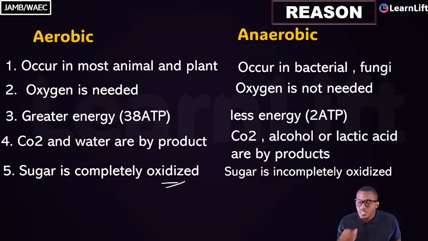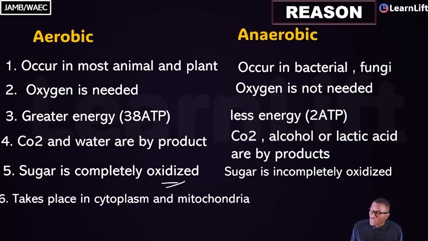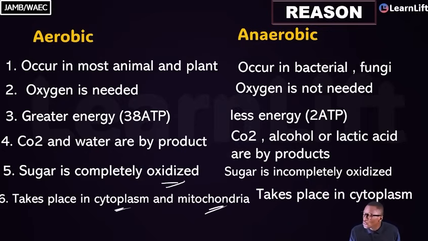And what's number 6? Take note that aerobic occurs in mitochondria as well as cytoplasm, while anaerobic occurs in just cytoplasm. I stressed this when I was teaching cell. Aerobic occurs both in cytoplasm and mitochondria, but anaerobic occurs in cytoplasm. These are the 6 differences between aerobic and anaerobic respiration, so take them over and over.